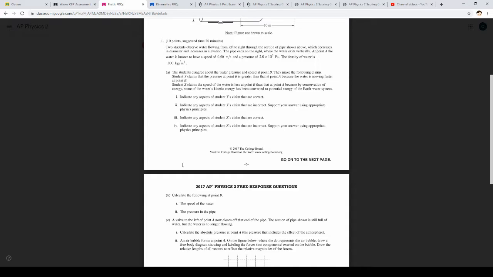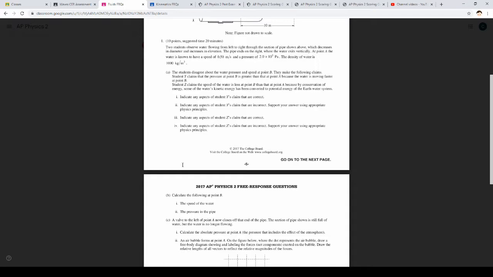Student Y claims that the pressure at point B is greater than at point A because the water is moving faster at point B. Student Z claims that the speed of water is less at point B than at point A because of conservation of energy, some of the water's kinetic energy has been converted to potential energy of the Earth-water system. Part 1, indicate any aspects of student Y's claim that are correct. Part 2, indicate any aspects of student Y's claim that are incorrect. Support your answer using appropriate physics principles.